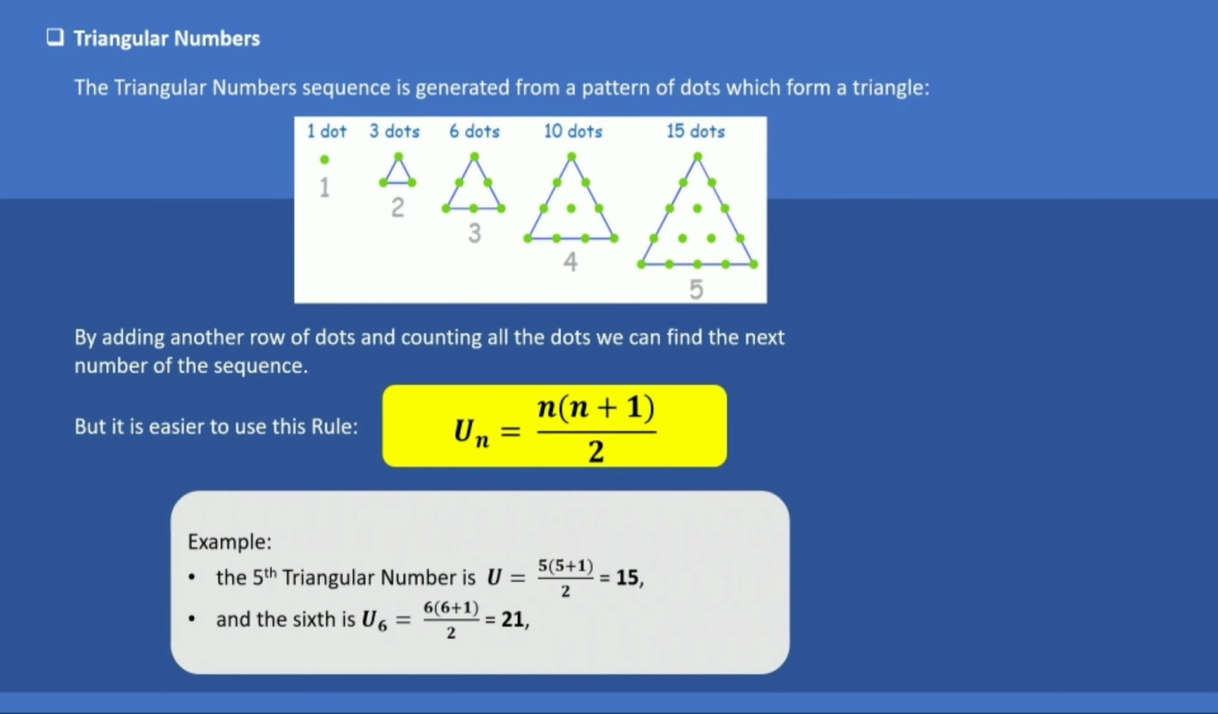For example, the fifth triangular number is u5 equals 5 multiplied by 5 plus 1, divided by 2, which is 15. And the sixth is u6 equals 6 multiplied by 6 plus 1, divided by 2, which is 21.